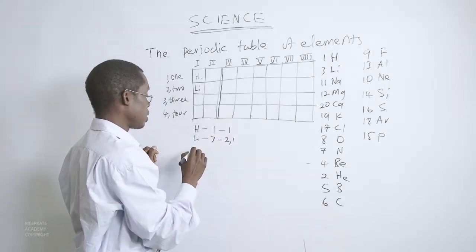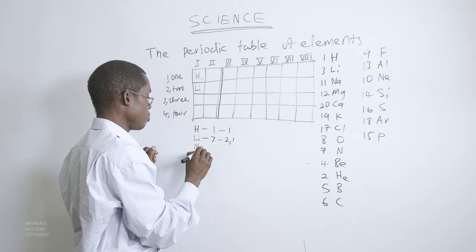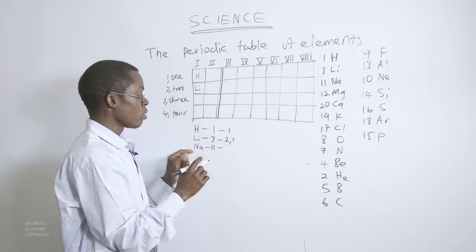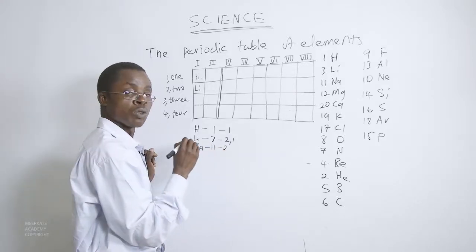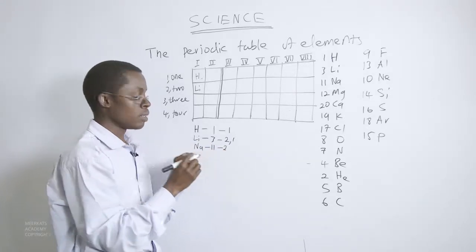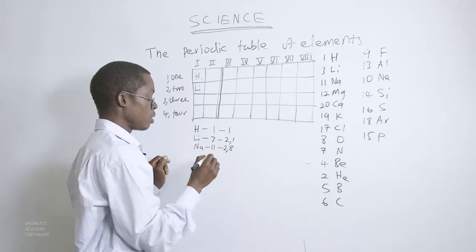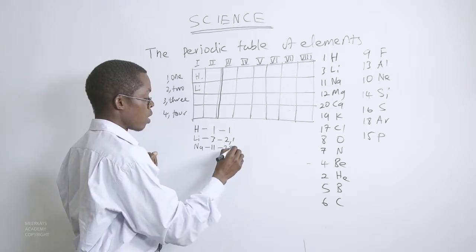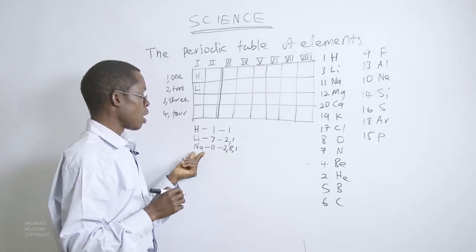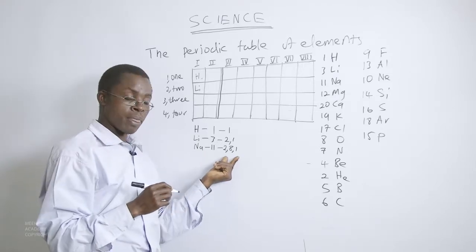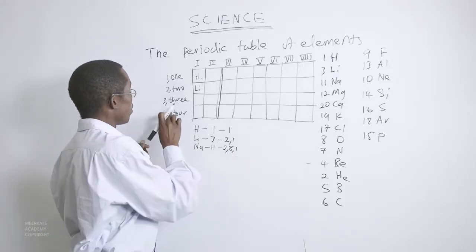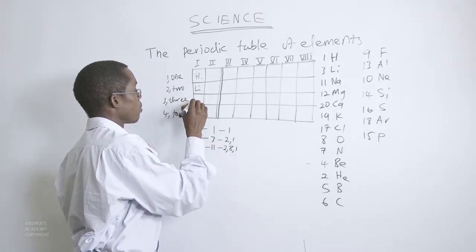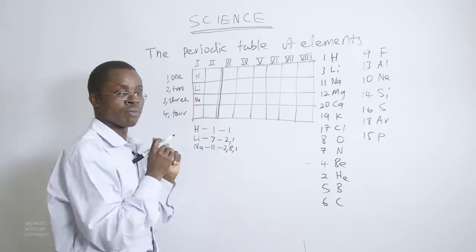Our third element is sodium, which has 11, meaning that electronic configuration first energy level 2, remaining 9, add 8, 10, so we haven't reached 11, so the remaining becomes 1. So it is giving us how many energy levels? 3. Outermost 1. Energy levels 3, outermost 1. So here we have our sodium.